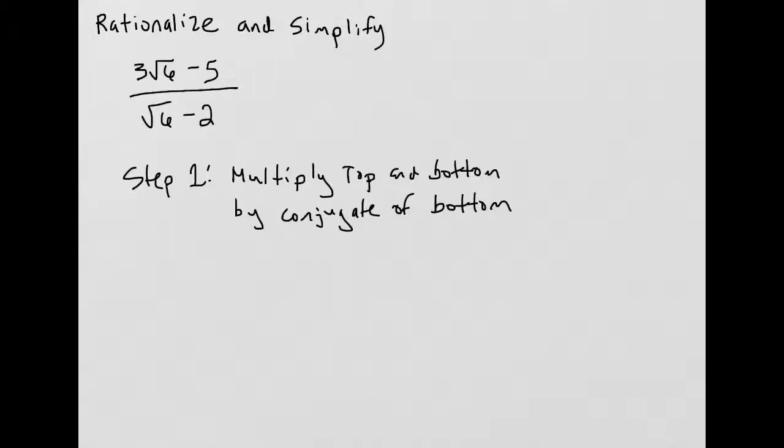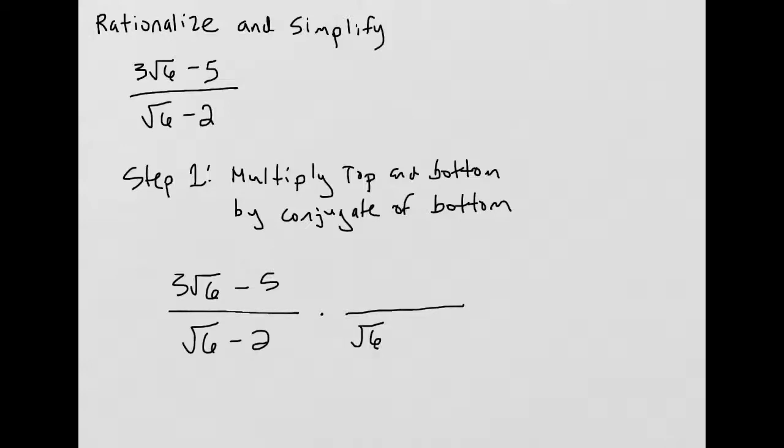Okay, so I've got 3 square root of 6 minus 5 over square root of 6 minus 2. And then what I'm going to do is multiply top and bottom by the conjugate of square root of 6 minus 2. So how do I get the conjugate? Well, I keep the first term the same, so I'm just going to keep the square root of 6 the same. And then I'm going to change the minus 2 to a plus 2.